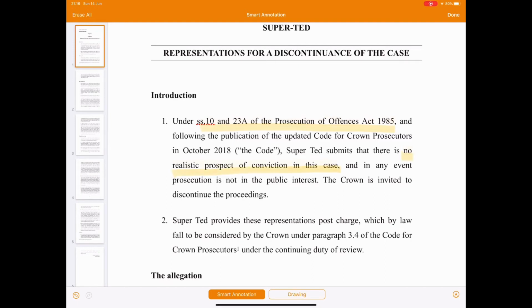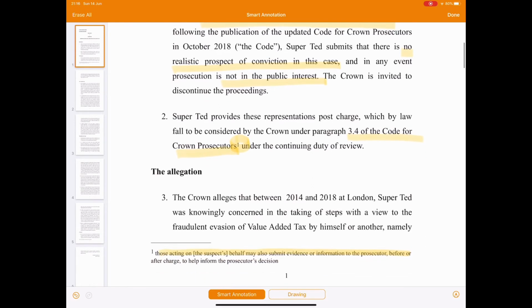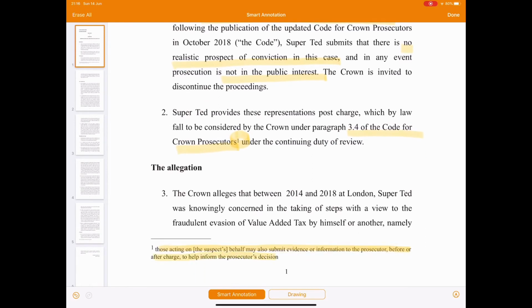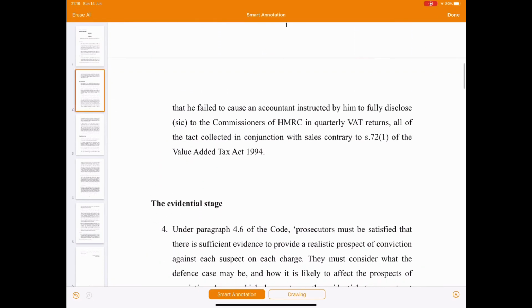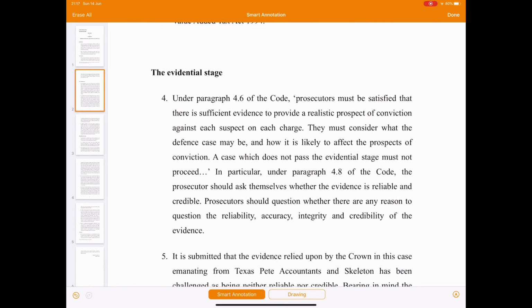And Super Ted had the good sense to instruct a member of Her Majesty's Counsel and an experienced junior from the 36 group to draft these representations. And we can see, unlike the previous set of reps, these representations refer back frequently to the Code for Crown Prosecutors and the guidance that the reviewing lawyer has had to take into account when deciding to charge this case.